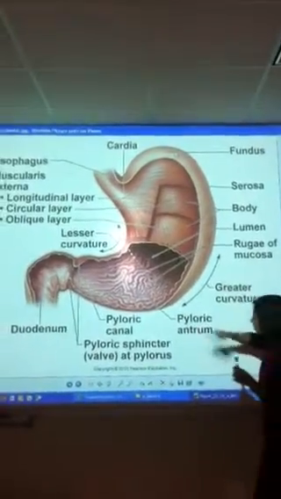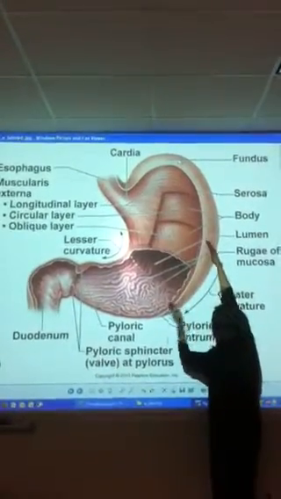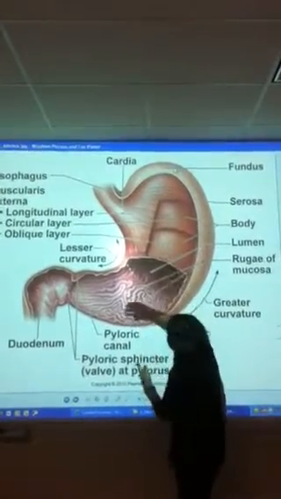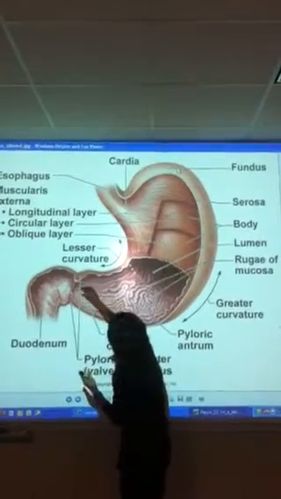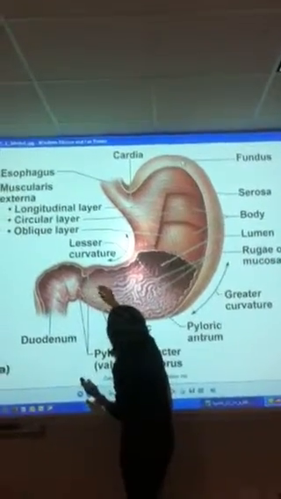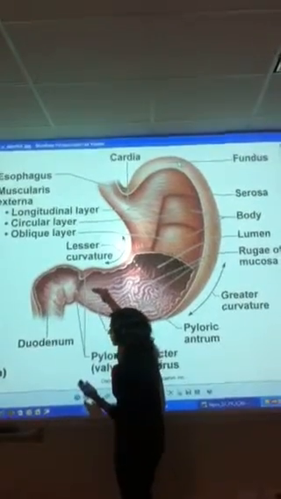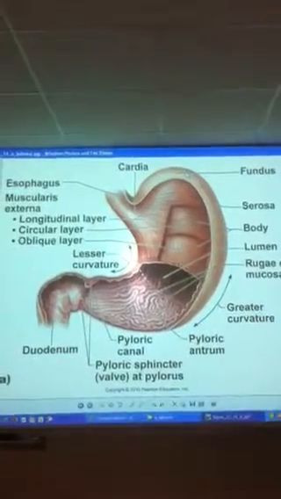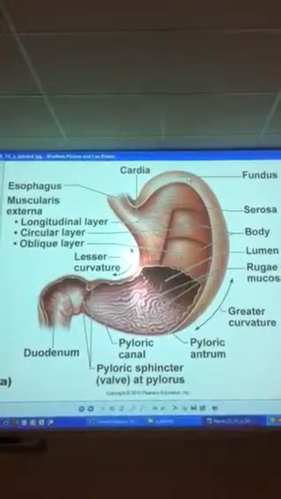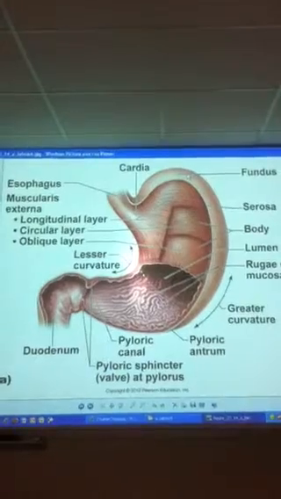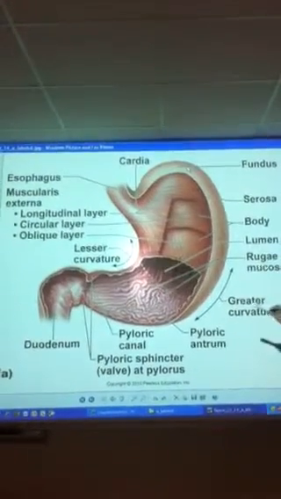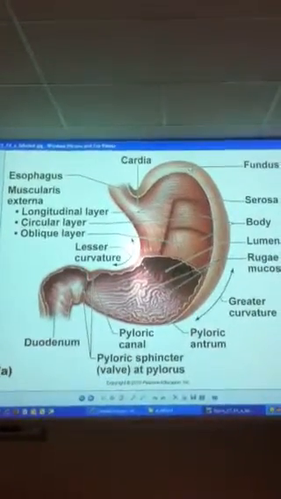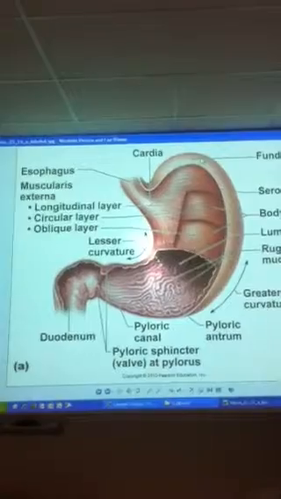Then you have here, the stomach itself has a body, and then it has the pyloric antrum. This is the pyloric antrum, that is the body, and this is the pyloric canal. And here's a pyloric sphincter that controls the movement of substances from the stomach into the duodenum. So you can see that there's a sphincter there called the pyloric sphincter that controls the movement of food from the stomach into the duodenum. So all along the tube you have sphincters to keep the food moving in one direction.